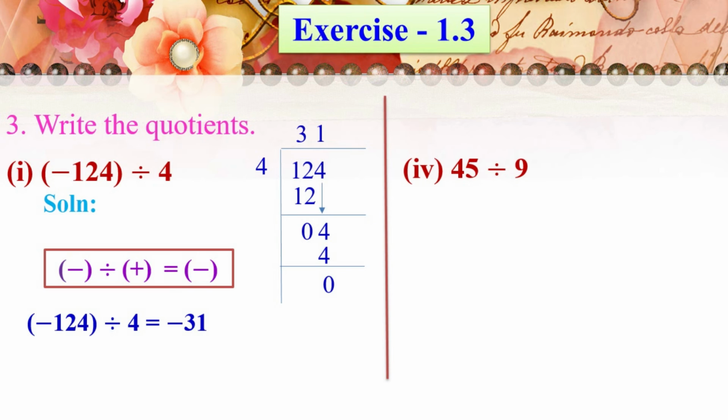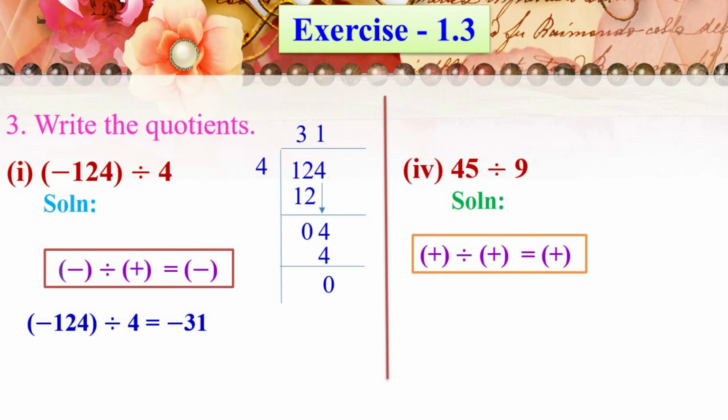Let's see the fourth problem. 45 divided by 9. Let us find the solution. When we divide both positive integers, we get a positive integer. 45 divided by 9. 5 9s are 45. We can subtract, 45 minus 45, we get 0. Therefore, 45 divided by 9 is equal to 5. The quotient is plus 5.